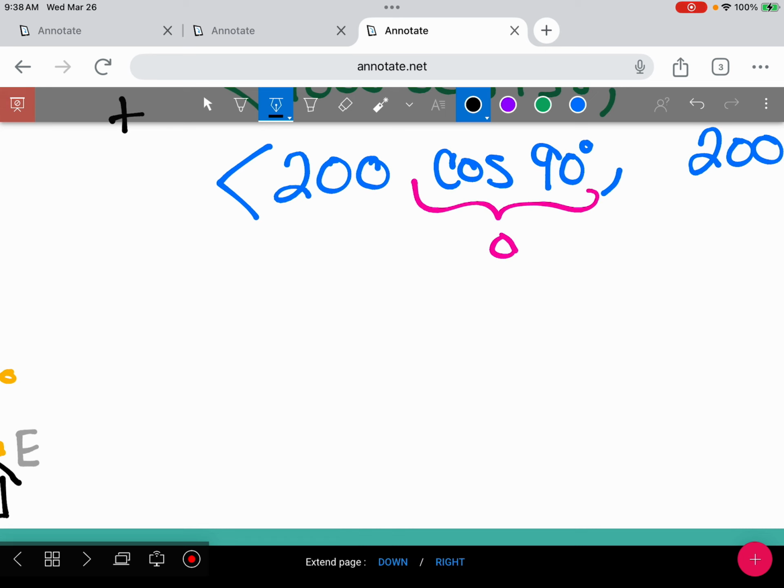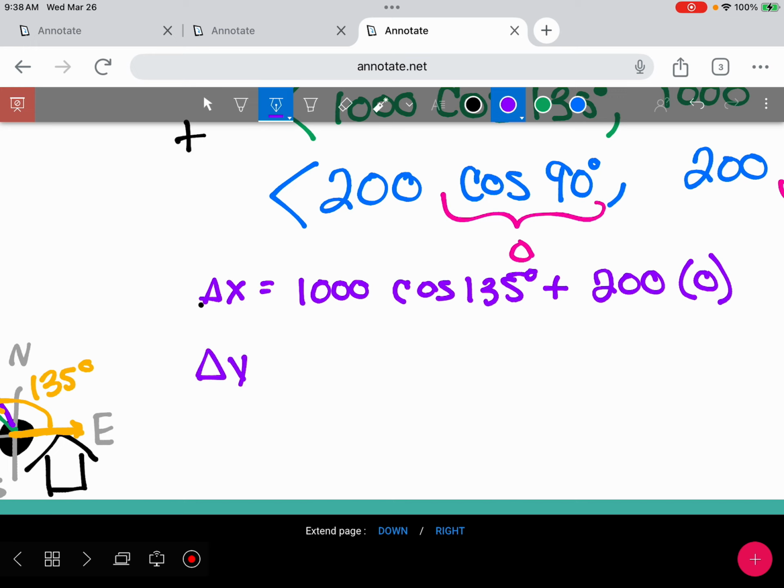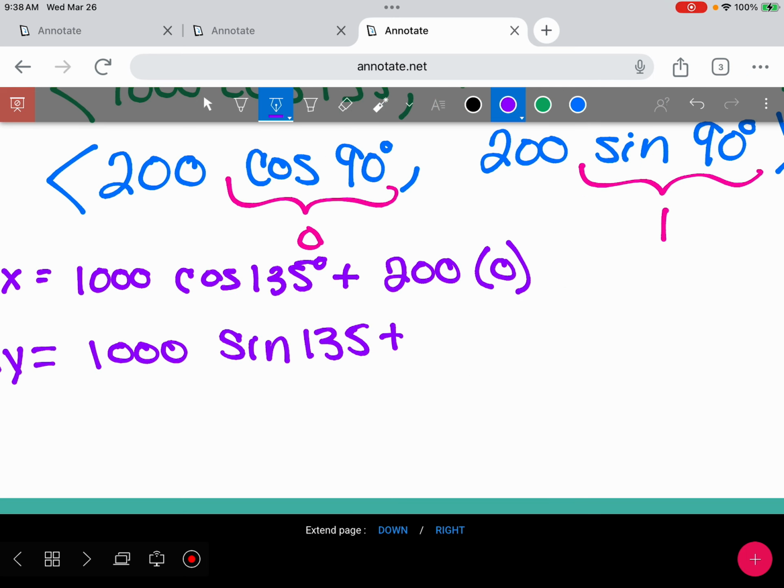So when we do our addition and we add together those x's, so the change in our x's, we're going to get with our 1,000 cosine of 135 plus our 200 times cosine of 90, which is 0. The change in our y's, so when we combine these together, we're going to get from our 1,000 sine of 135 plus our 200 times sine of 90, which is 200 times 1.